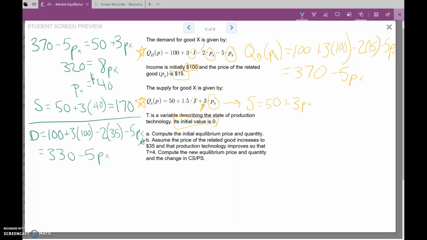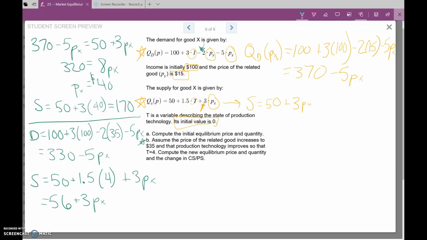Because the coefficient on py is negative, does that mean that y is a substitute or a complement for good x? I'll let you put that in Poll Everywhere. Okay, so on the supply side, we're going to get 50, but now T is equal to 4. So it's going to be 56 plus 3px.